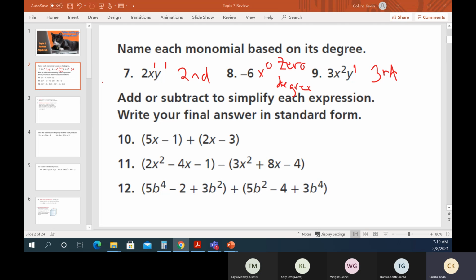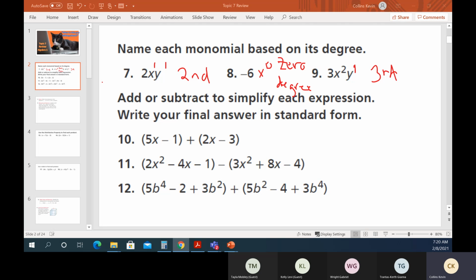Questions on those? So if there's just a single variable, then you just find the biggest exponent. And when you have more than one, which, like I say, for the purpose of what we do, you won't see very often, you just take the exponents and add them together. So that's what we had going on here. Okay.